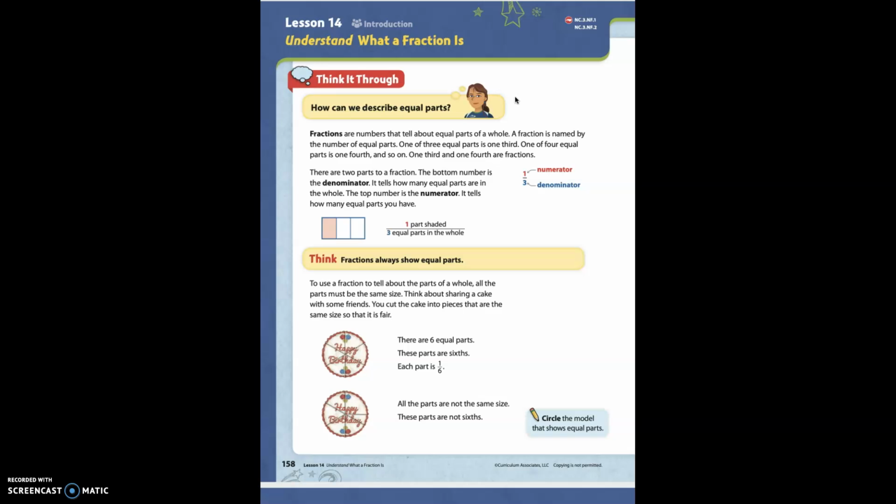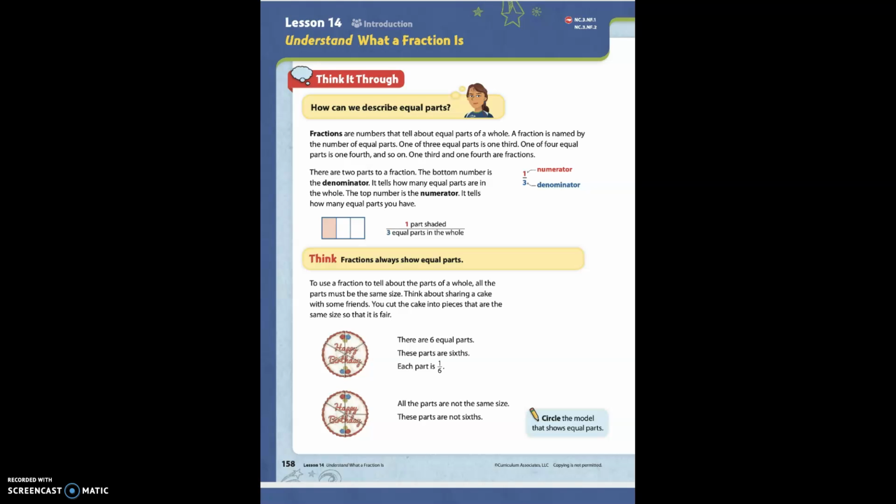I'm going to go over your lesson for today, and you're going to follow along as we go over this, and then tomorrow you are going to do your independent work, okay? So this is lesson 14, understand what a fraction is. Think it through. How can we describe equal parts?